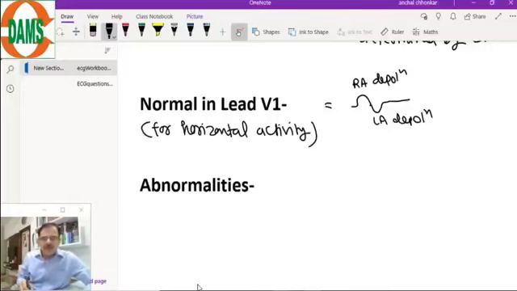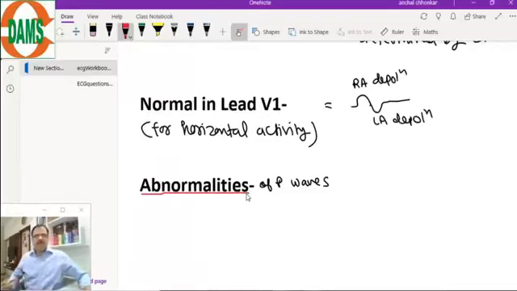Remember, the morphology of the P wave is different in different leads because of their placements, and because of whether they are detecting a vertical plane or a horizontal plane. Now come to the abnormalities of the P wave. So normal we have discussed. Why only these two leads? Because they best represent the P wave morphology.